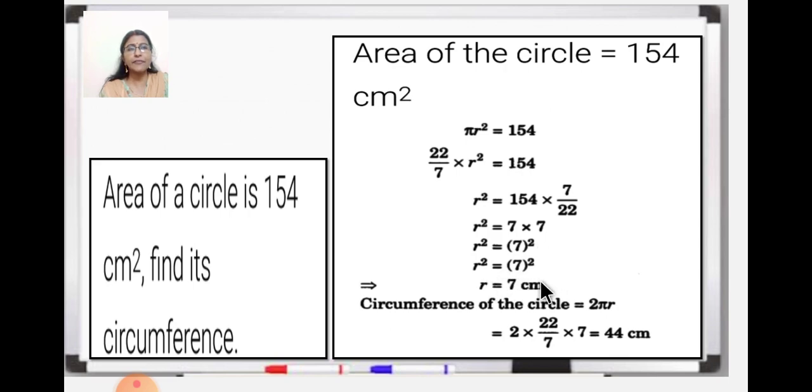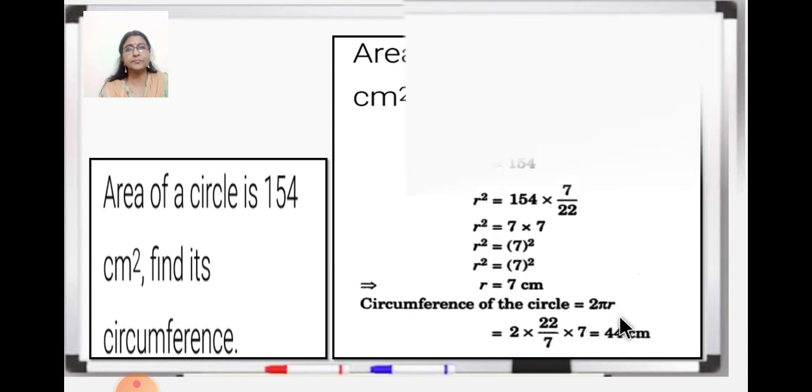So why we have found this value? Because we want to find out the circumference, and in circumference you need to know the value of r. So the formula for circumference of the circle is 2 pi r. So you will write 2 into, in place of pi, 22 upon 7 multiplied by, in place of r we will write this value 7, and then we'll solve it. This 2 will be cut. You will get 22 into 2, 44 centimeter.